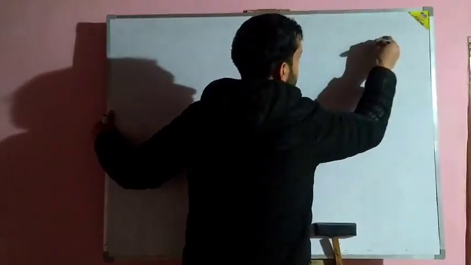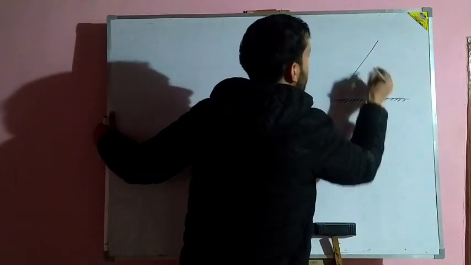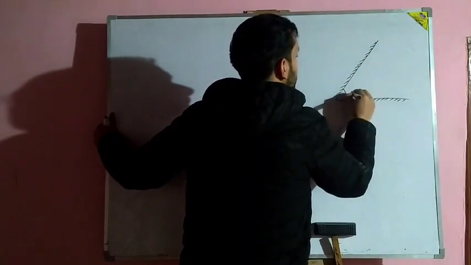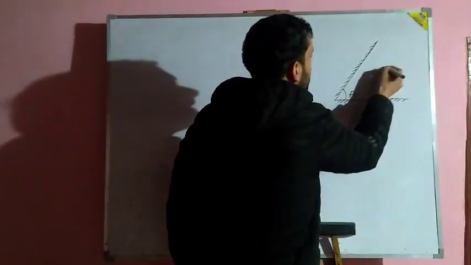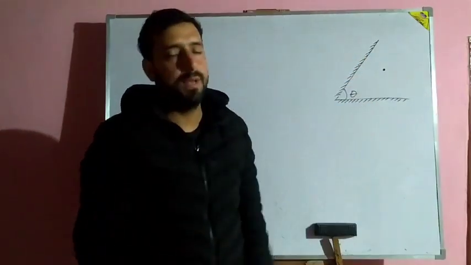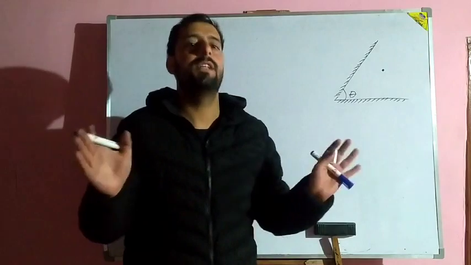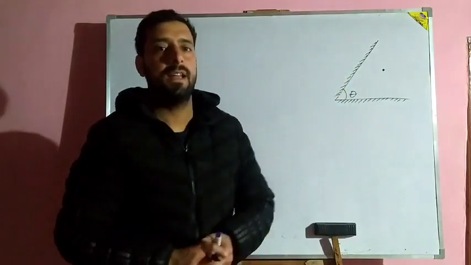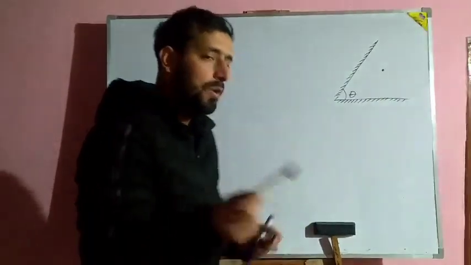Students, look here. These are two plane mirrors facing each other at an angle theta. For example, I have kept an object between the two plane mirrors. Now, what I am going to find is the number of images formed. Simple. To find the number of images here, I am going to use the value of 360 divided by theta.